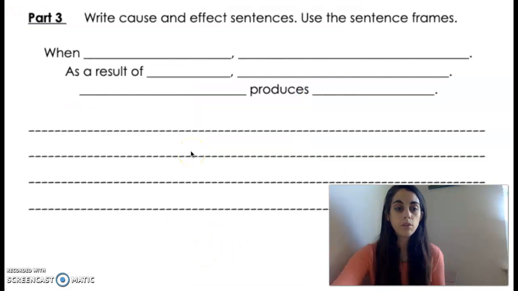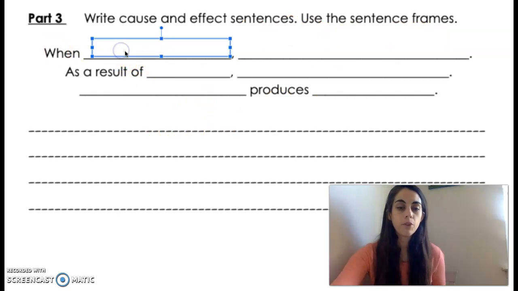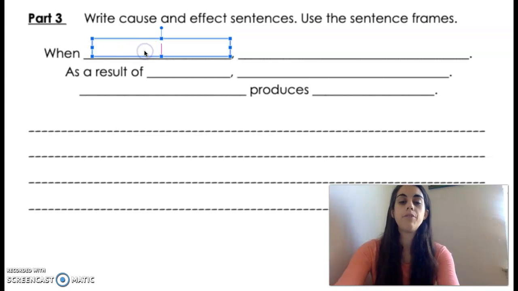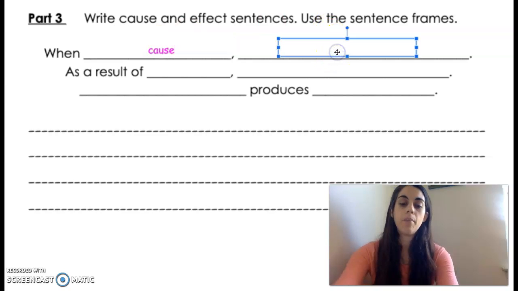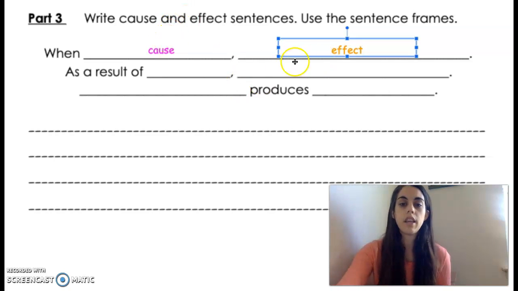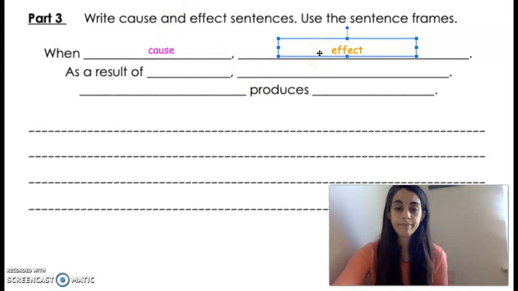Okay, now I'm going to use my notes to write cause and effect sentences. Use the sentence frames. These are to help me. Look at these. When. What do I put after when? The cause or the effect? After when, I put the cause. And then I put the effect. What separates the cause and the effect? A comma. Good.